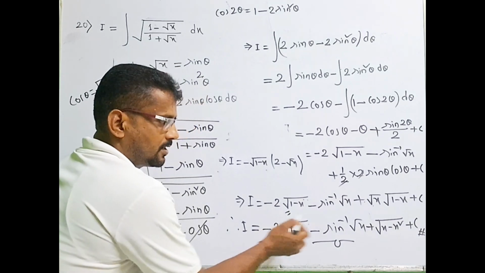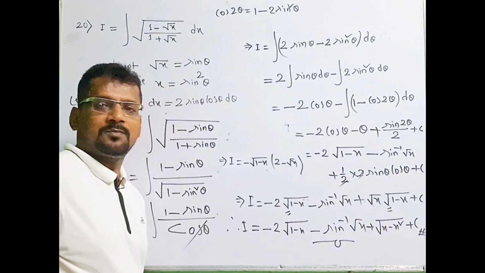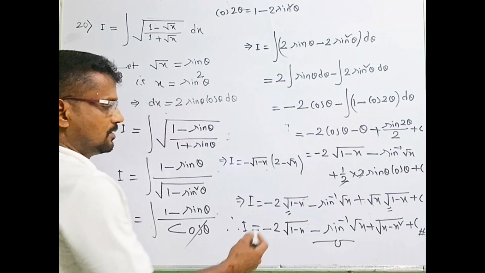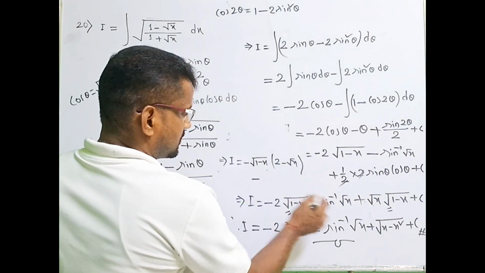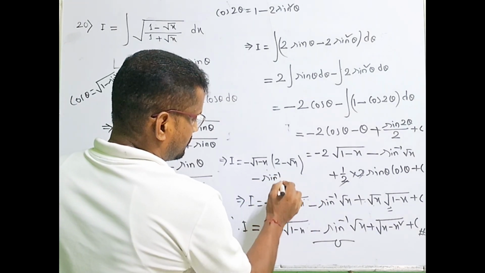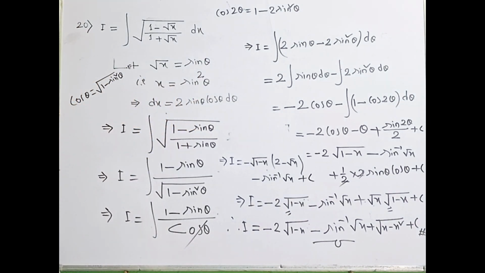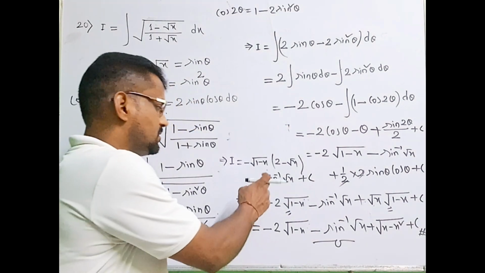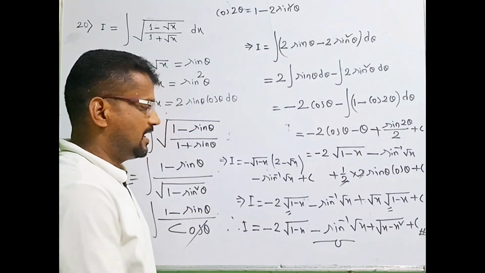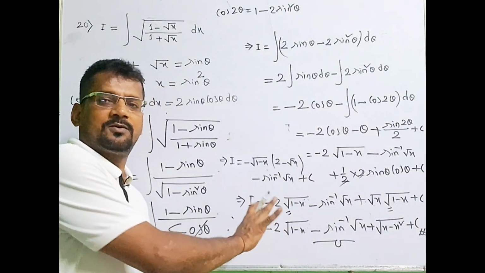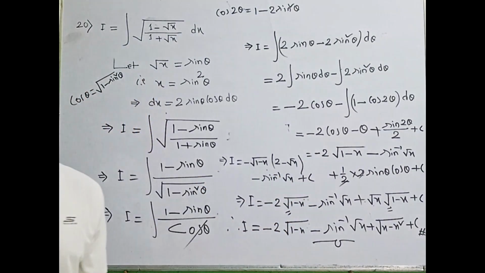From these two terms, root over 1 minus x is common, and then minus sine inverse of root x plus c. In your NCERT textbook, the answer is given, I think, in this form. And if you want, you can keep the answer that way also. That is also correct. Thank you.